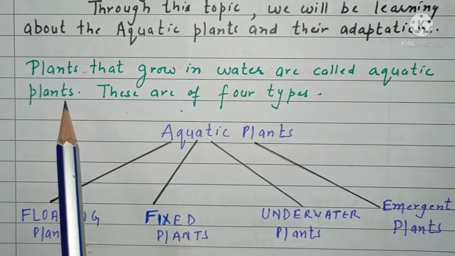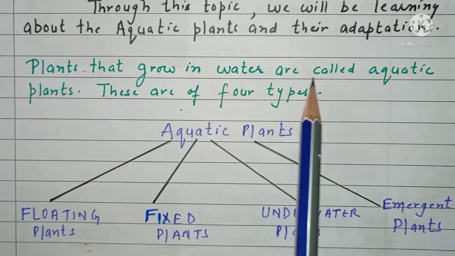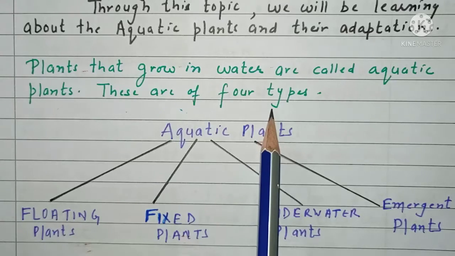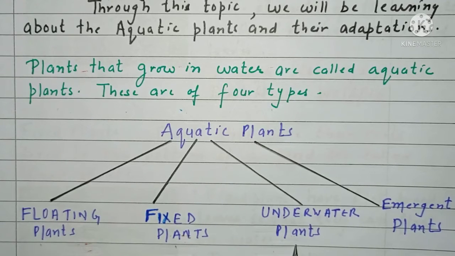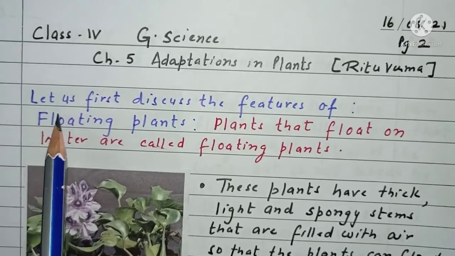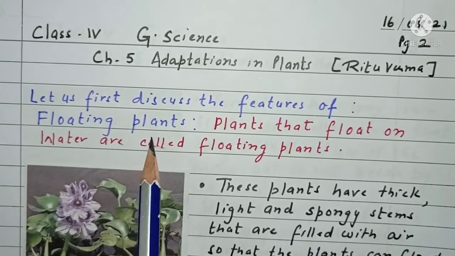The word aqua means water. So, the plants that grow in water are called aquatic plants. These are of 4 types. Number 1 is floating plants, then fixed plants, underwater plants, and emergent plants. Let us first discuss the features of floating plants.